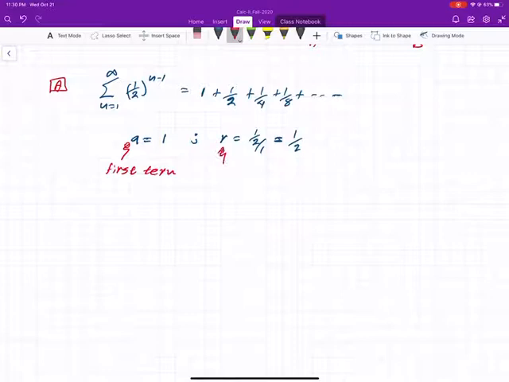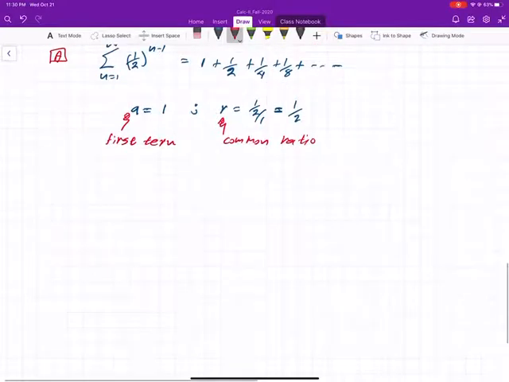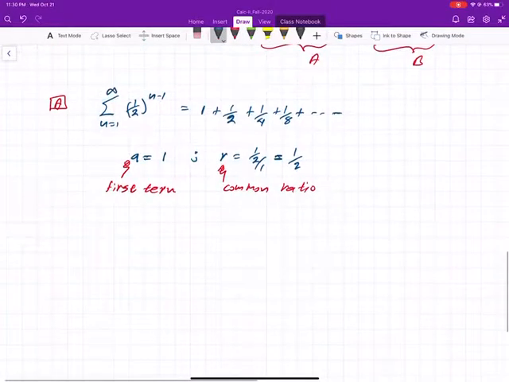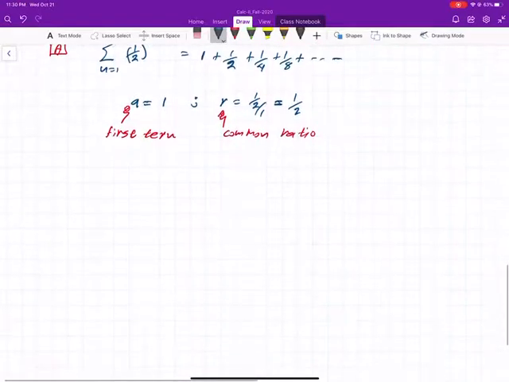This is the common ratio. All right, now you know A and R. Then you can find the sum of the series.